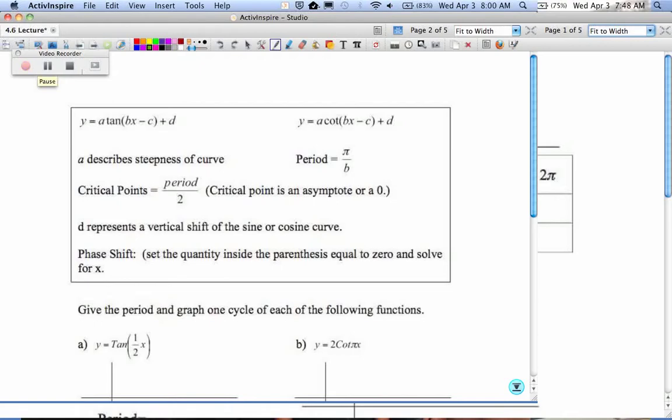Tangent and cotangent both have the A, B, C, and D, just like we did with sines and cosines. A describes the steepness. I've always kind of wondered, is this really a word?